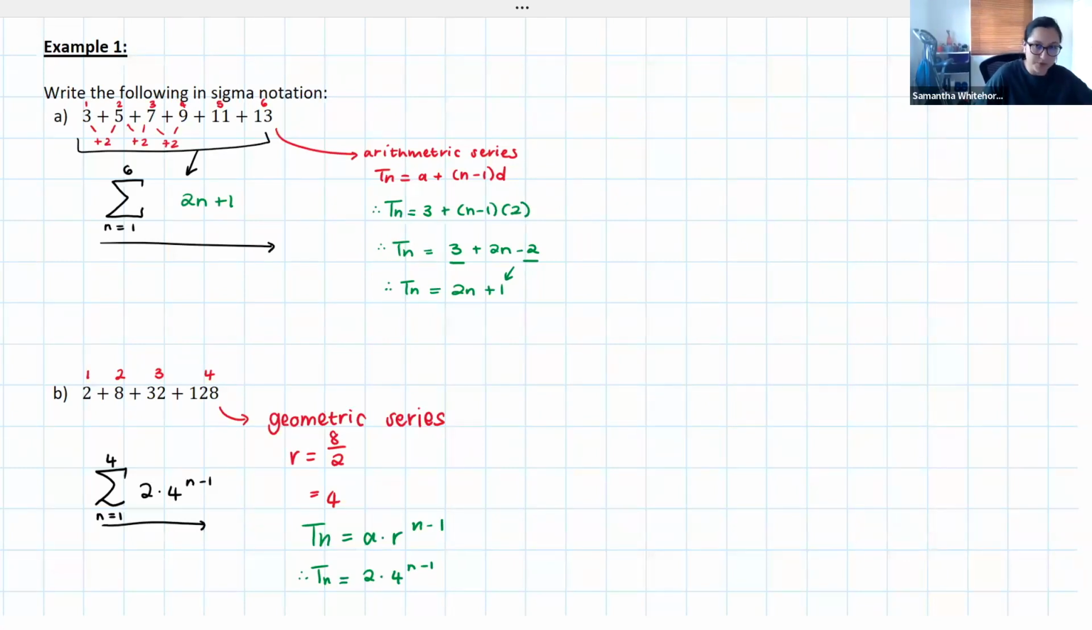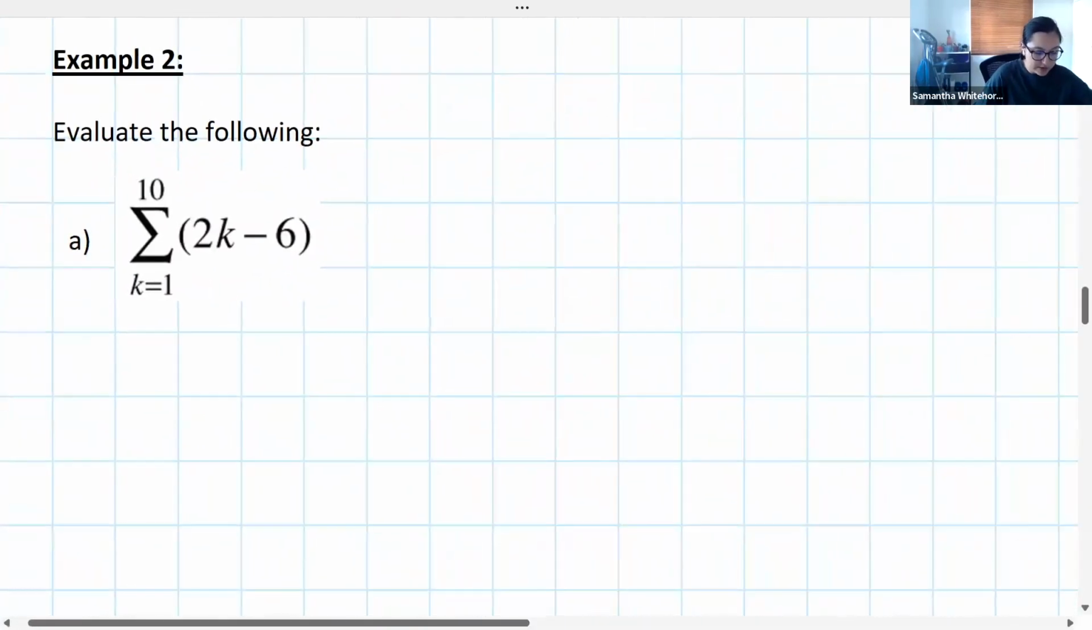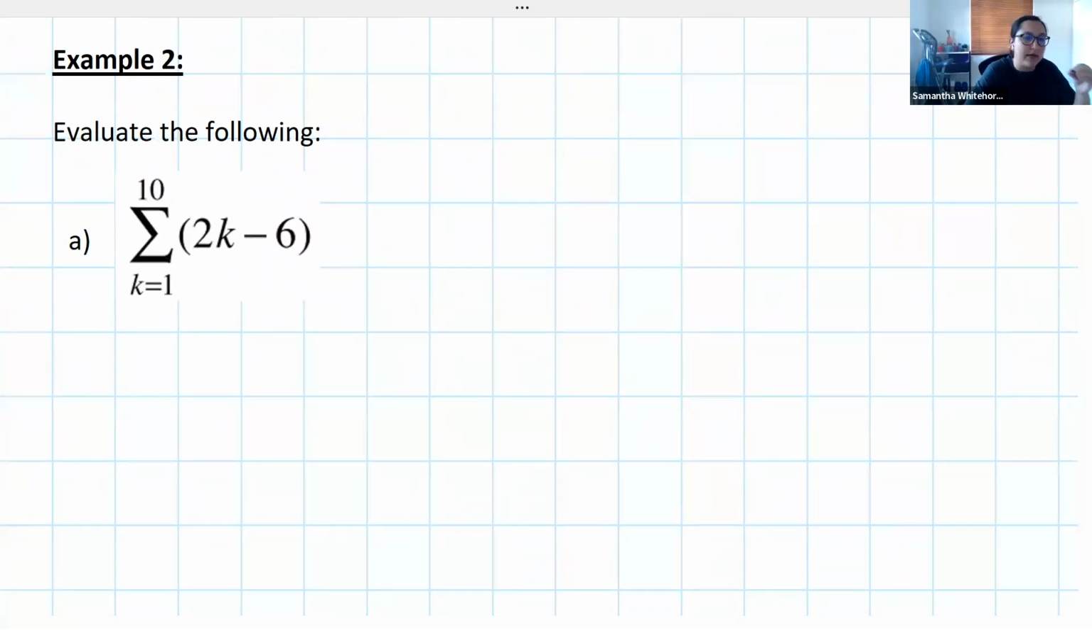Alrighty, hope you've got your screenshots. Let's have a look. So if we have a look at this example, remember I said to you when we did our series questions, evaluate means calculate the sum of, or determine the value of this series or the sum. So evaluate just means find an answer for me. So we've got the sum of, so sigma, remember, the sum of k equals 1 to 10, 2k minus 6.